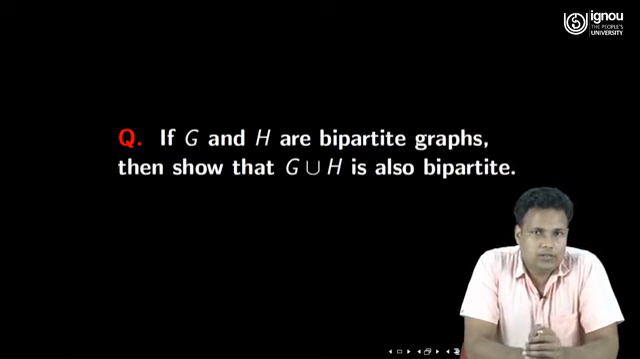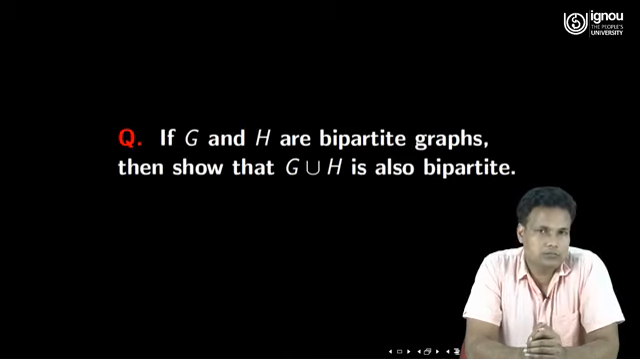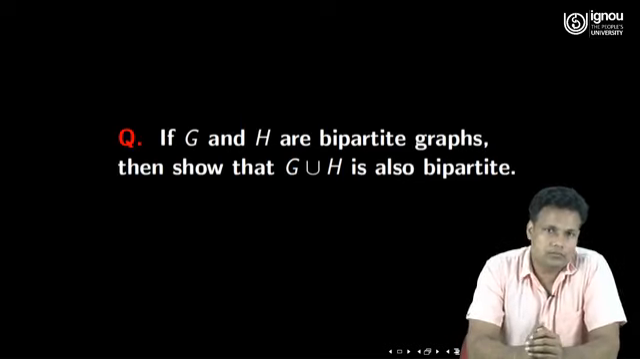Now this is a very trivial question about bipartite graphs. If G and H are bipartite graphs, then you can show that their union is also bipartite. You just use the definition and you will get this.